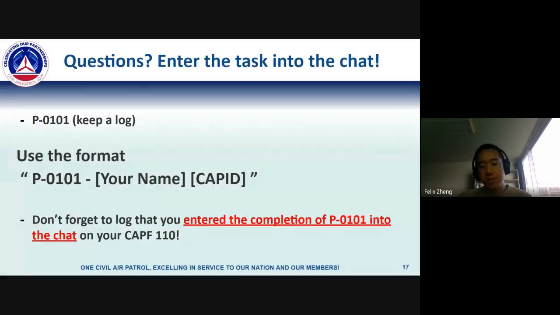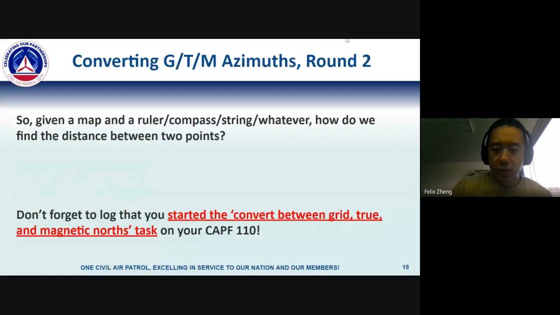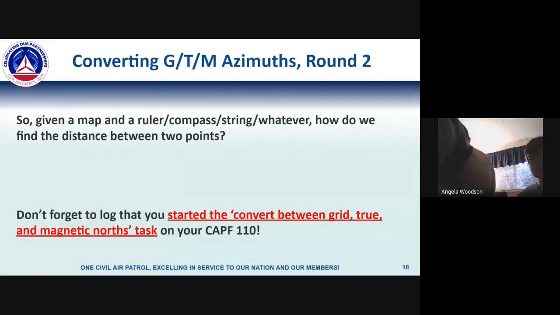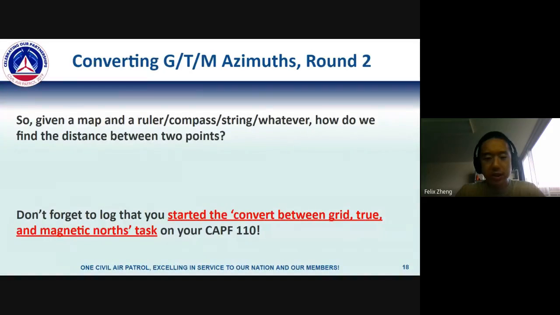All right, so everyone should have been able to log that, and we'll start moving on to the next task. So we're going to start off by going over our favorite topic right here, our grid, true, and magnetic north azimuths. Please log this in your logs that we started the convert between grid, true, and magnetic north task. Give you guys a couple more seconds.